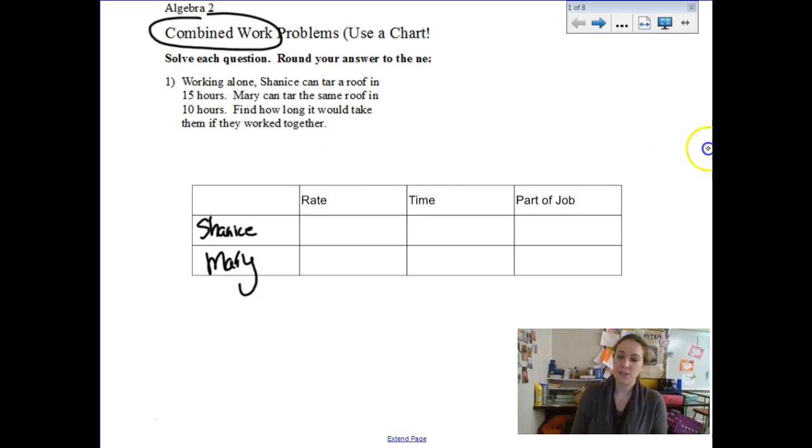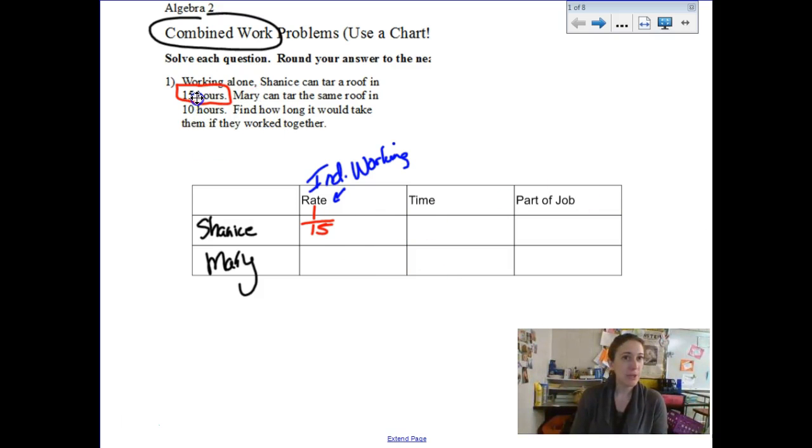So the rate that they're referring to in this first column is the individual working rate. So basically, how long does it take this person to do the job by themselves? So for Shanice, it says she can tar the roof, poor girl, it's a horrible job, in 15 hours. So the way we write her rate is she can complete one job in 15 hours. So that's how we're going to write rates today.